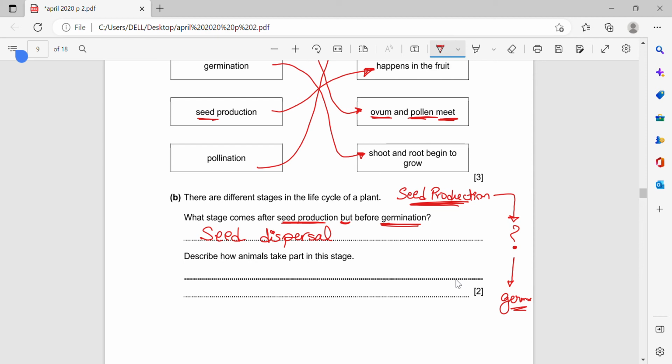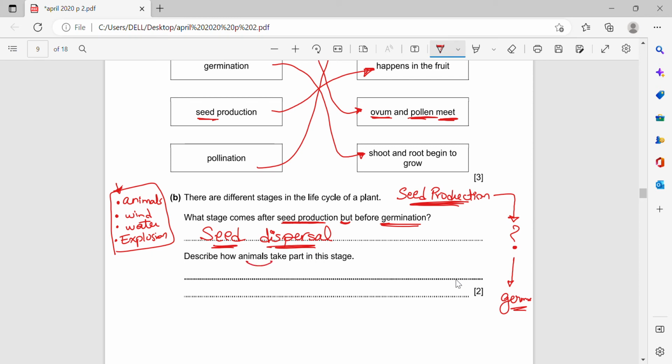Seed dispersal could be by animals. It could be by the wind. It could be by the water. And we have by explosion. No need to mention these. This is for your review. Enough to mention seed dispersal.